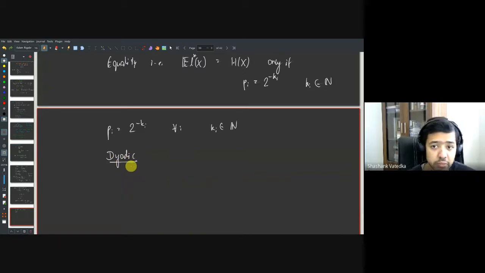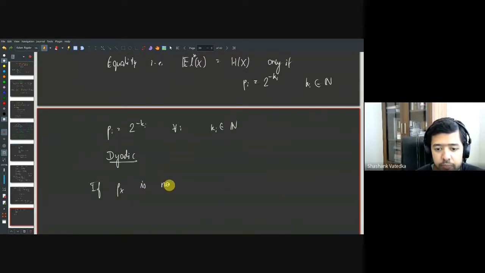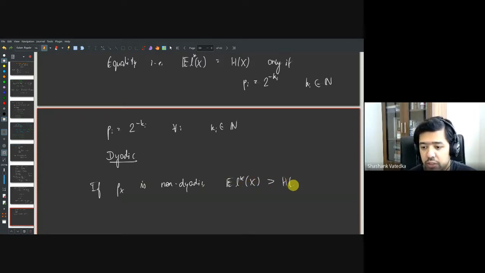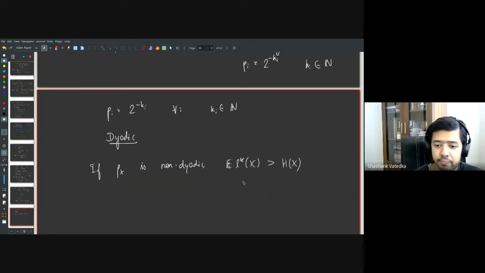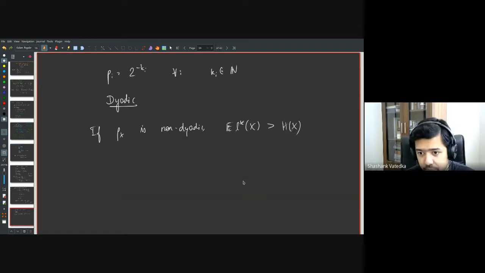Okay, so for dyadic distributions, it may be possible to get an expected length equal to the entropy. If PX is non-dyadic, then the minimum expected length is always going to be strictly larger than the entropy. All right.